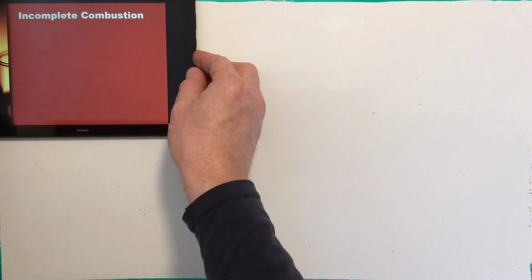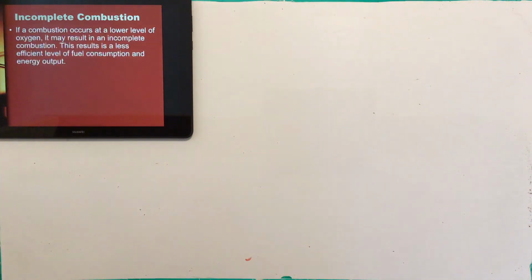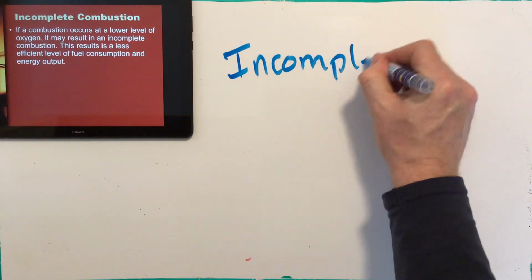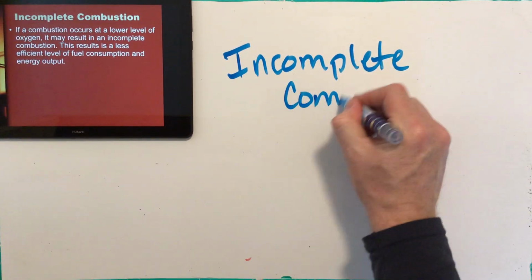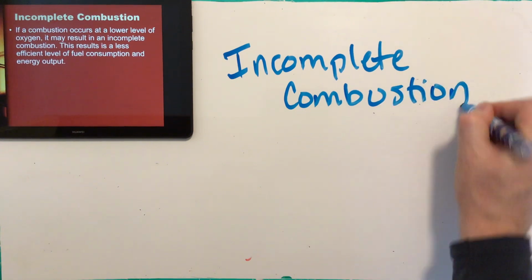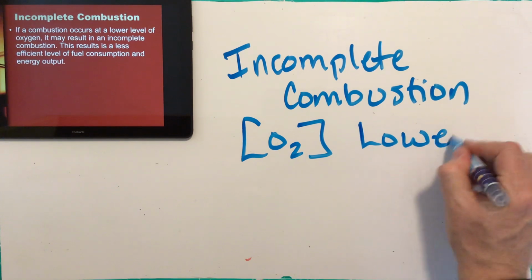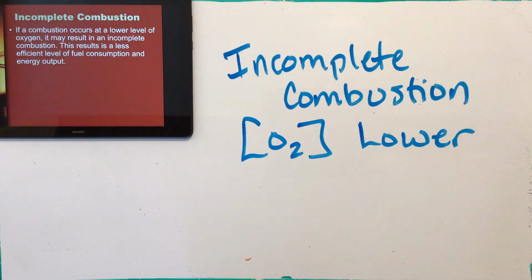Now, we'll bring this back in. Now, sometimes we have an incomplete combustion, and an incomplete combustion has a lower level of oxygen. So, incomplete combustion, oxygen concentration is lower. Now, oxygen is one of our two reactants needed to burn something, right? If I take oxygen away from whatever's burning, it won't burn anymore, right?